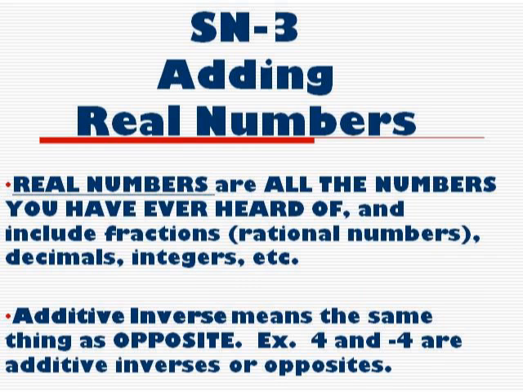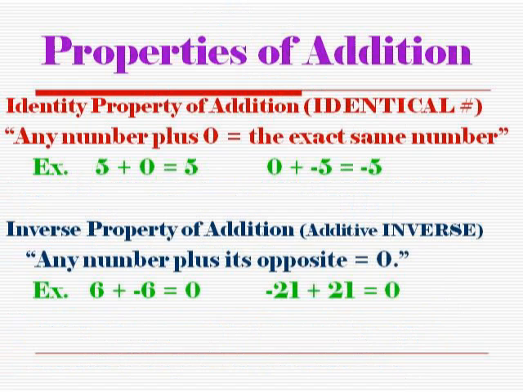It's important that you understand what the opposite of something is, or the additive inverse, which means the same thing as the opposite, because we're going to talk about a property called the inverse property. The additive inverse, or the opposite of something, is just a number with a different sign. For example, 4 and -4 are additive inverses or opposites because they have different signs. This one has that hidden positive sign, that invisible positive sign, and then -4.